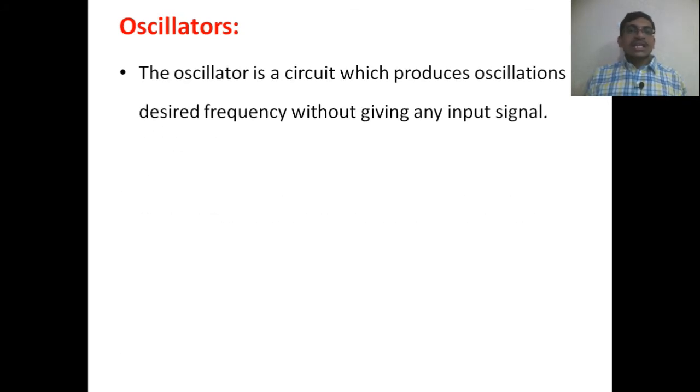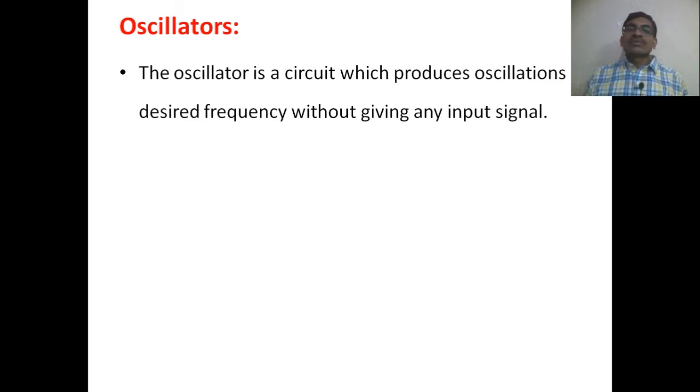First one, what is an oscillator? We have a number of definitions for oscillators. I will explain two definitions. The oscillator is a circuit which produces oscillations at a desired frequency without giving any input signal. A circuit which produces oscillations at a desired frequency without giving any input signal is called an oscillator.